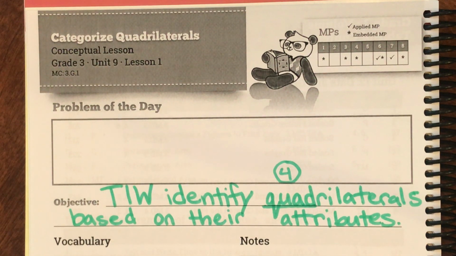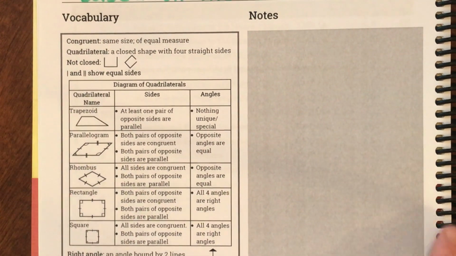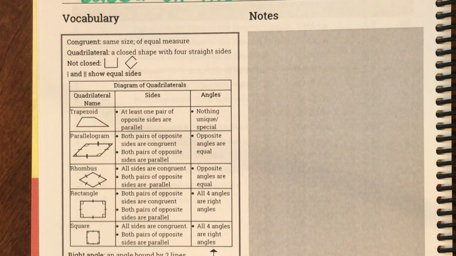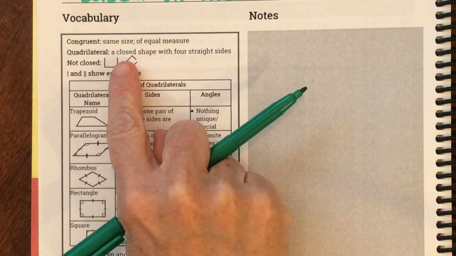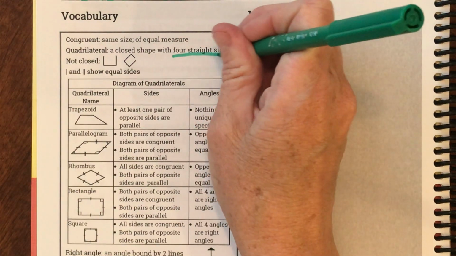We have a lot of new vocabulary that we're going to look at. Okay, so here's our first word: congruent. Congruent means same size or equal measure. So congruent pretty much means equal, but when you say congruent, you're not talking about numbers, you're usually talking about shapes. Okay, so congruent.